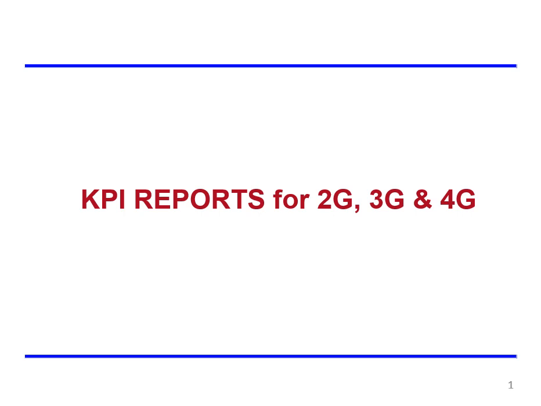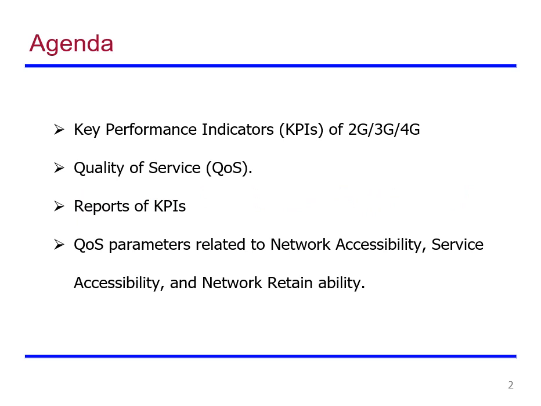This session is about E4 E5 CM module, chapter number 6. In this session, we talk about KPI reports for 2G, 3G and 4G. So this is the 6th chapter, and what will be covered in this chapter is the agenda.